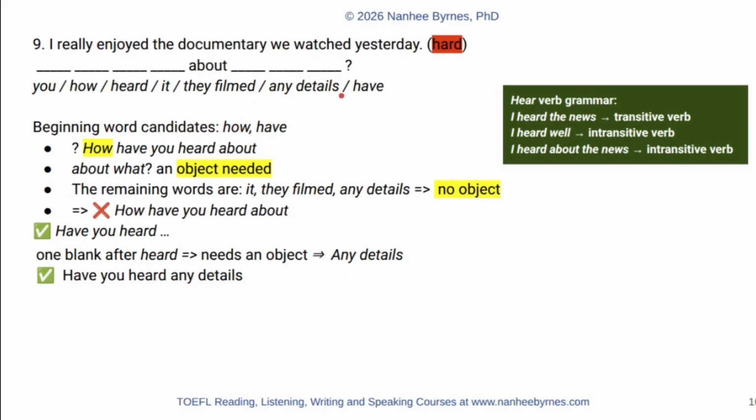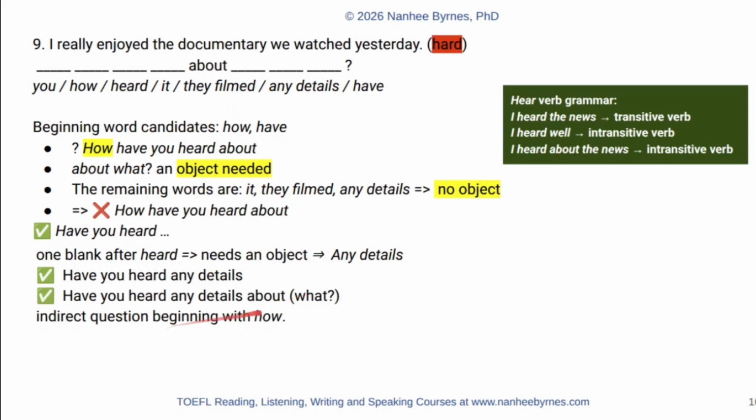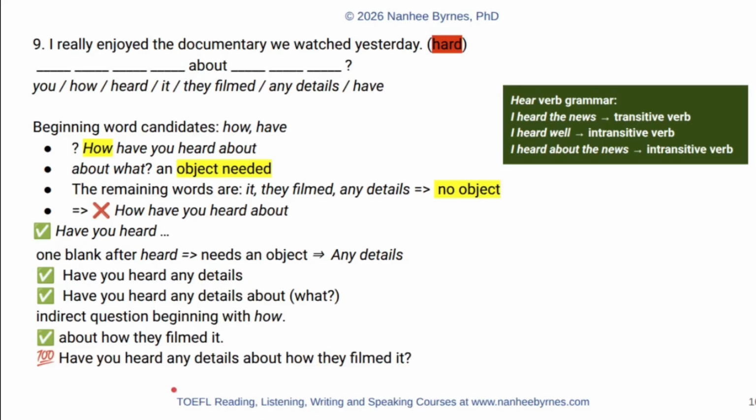Now, details about what? We have an indirect question beginning with how. After how, the subject and verb appear in normal statement order. About how they filmed. Filmed needs an object, which is it. Putting everything together, the complete sentence is, have you heard any details about how they filmed it?